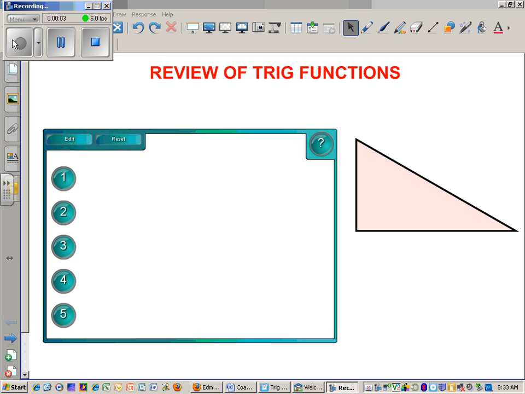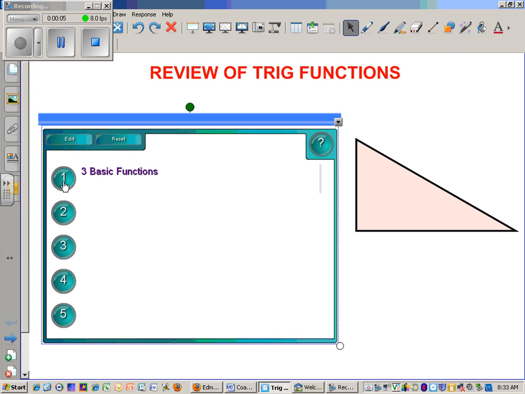Okay, so today our goal is to do a review of the three basic trig functions. We're going to look at their definitions, and then we're going to look at a word problem that demonstrates how to utilize these trig functions.